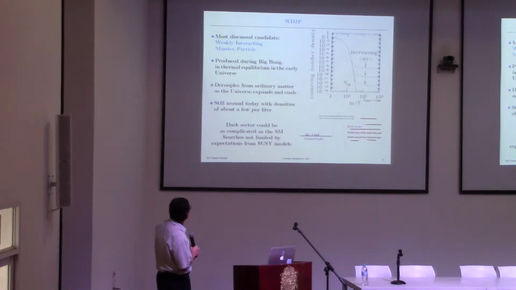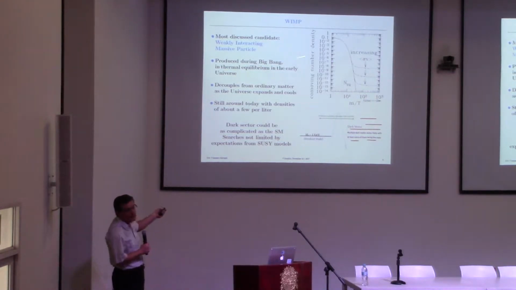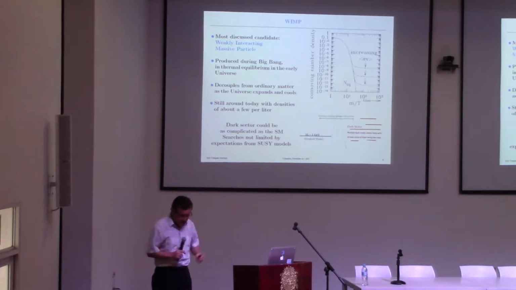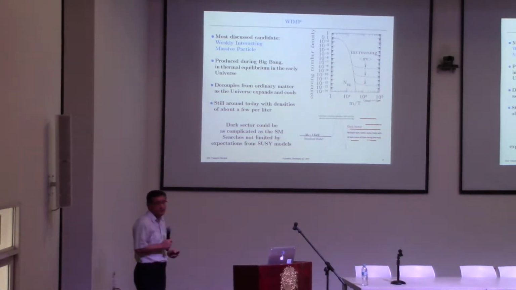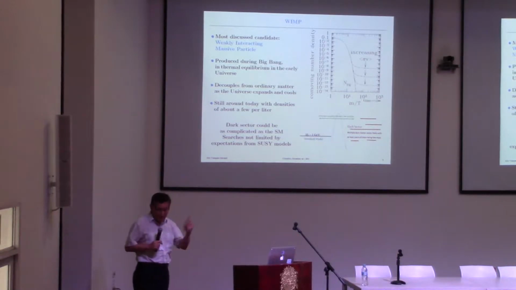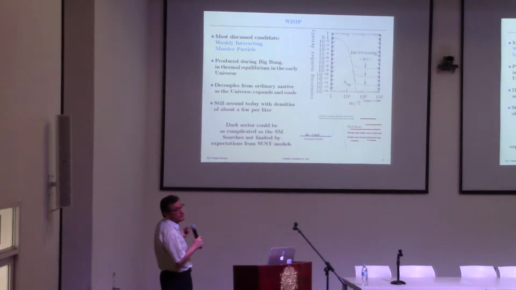So basically, this is the most discussed candidate, produced in the Big Bang in thermal equilibrium, and then it decouples as the universe expands. It's very rare that they find each other to annihilate, and then in principle we would have some of them, a few per liter, depending on the mass. And we actually don't know. I mean, it is true that there are some expectations from SUSY models. There are many more models, and we don't know the coupling to this dark sector, which could be as rich as the standard model.